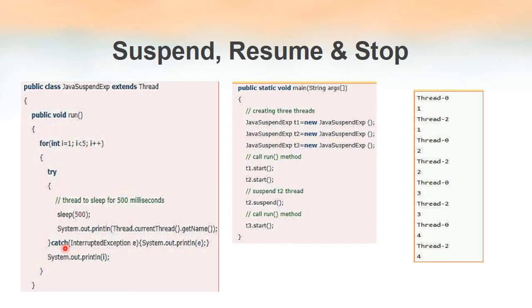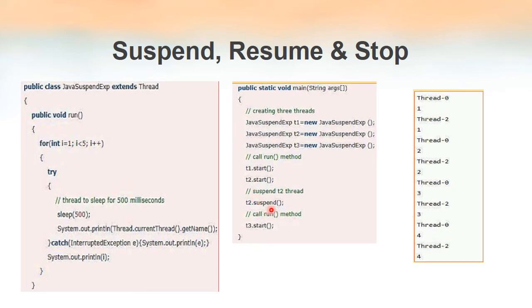As we can see, we are writing these statements inside a try catch block. If any exception occurs, then this catch block will handle that exception. But as you can see in the output, we have not received any exception, so we are getting the proper output. So this program explains how the suspend method works.